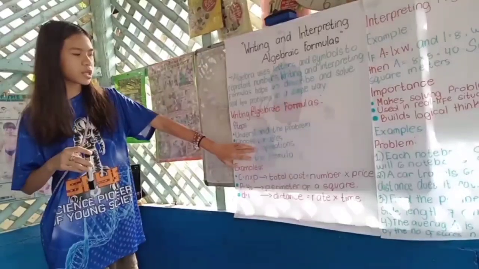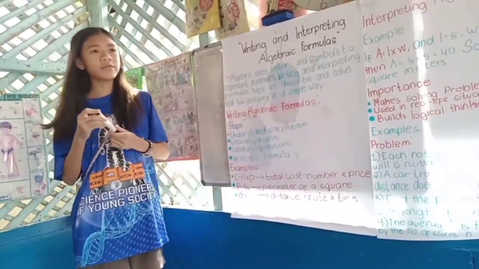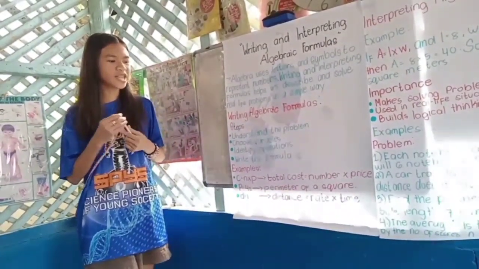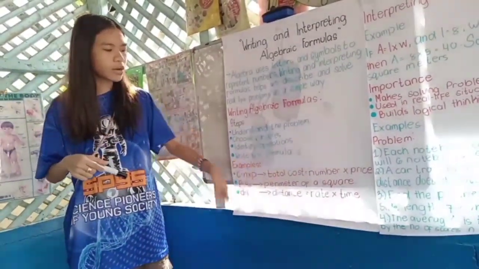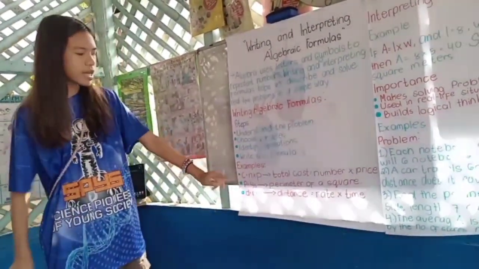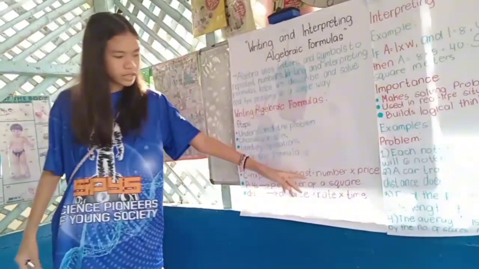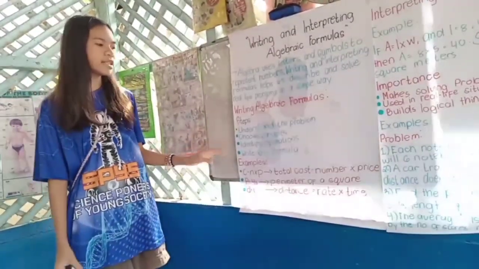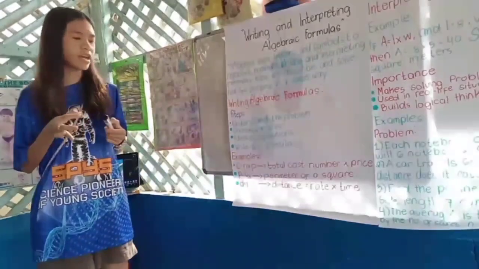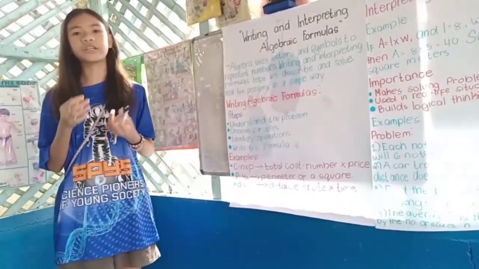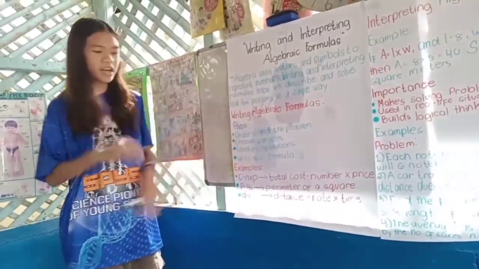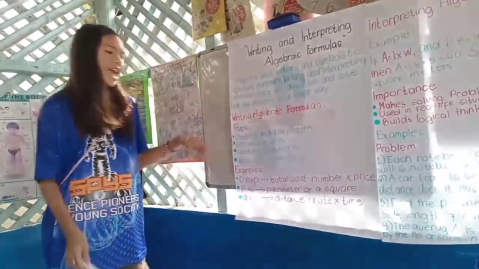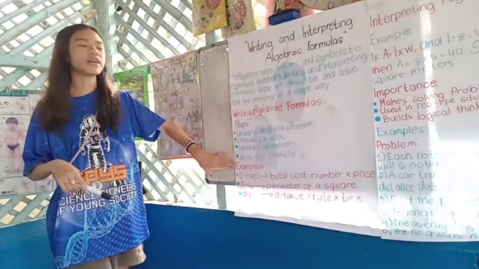Number 2, choose your variables. Variables refers to letters. For example, instead of writing the whole words total cost, you can just use the letter C that stands for cost. Number 3, identify operations. Each problem has its operations. You just need to use your critical thinking to figure out which operations to use. And lastly, write the formula.